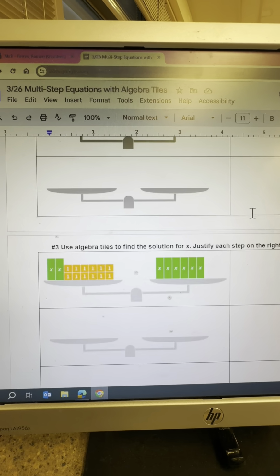So it's important to remember, when you do create your groups, make sure they have the same amount in each group. And again, since we know that we have 4 groups here and 4 groups here, I can easily see each x matches up with 3 ones, which allows me to see, again, that my solution is x is equal to 3. And then we have the last problem, number 4.